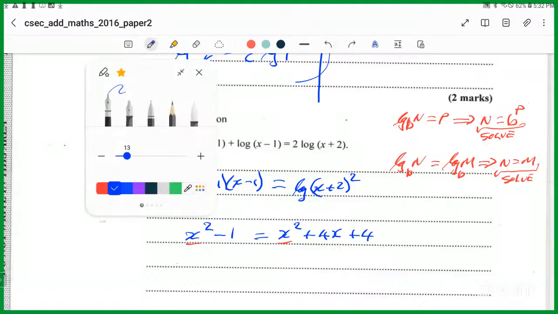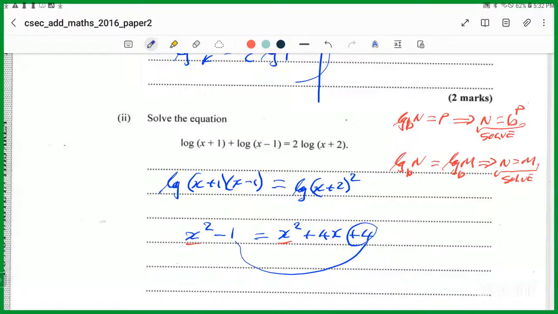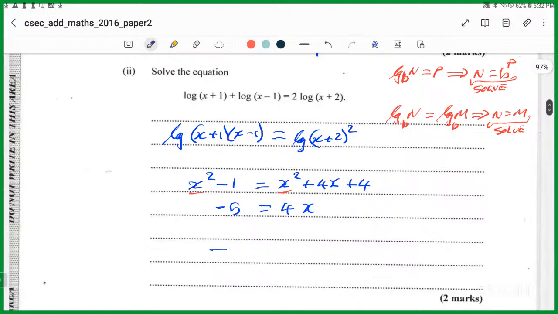Alright, so we take this 4, bring it over here, put it with the negative 1 and get negative 5. So we get negative 5 will be equal to this 4x right here. And to make x a subject, we will now divide by 4. So what that means is that the x is equal to minus 5 over 4. Alright, that's the only solution I'm seeing there.